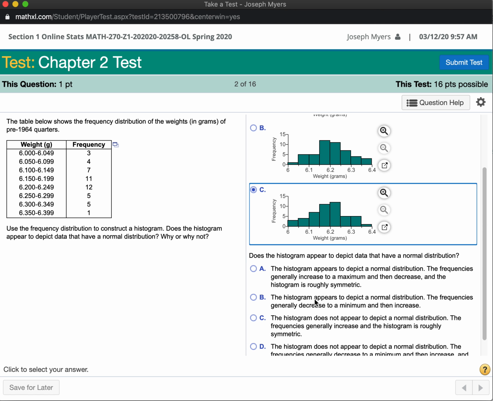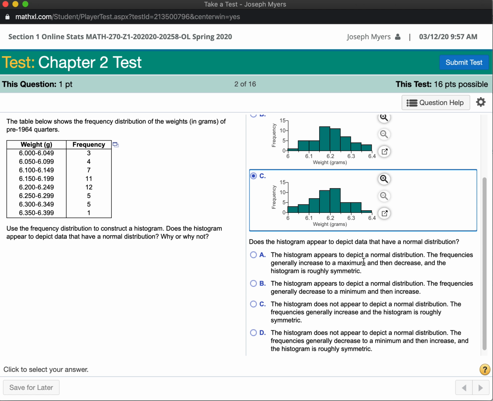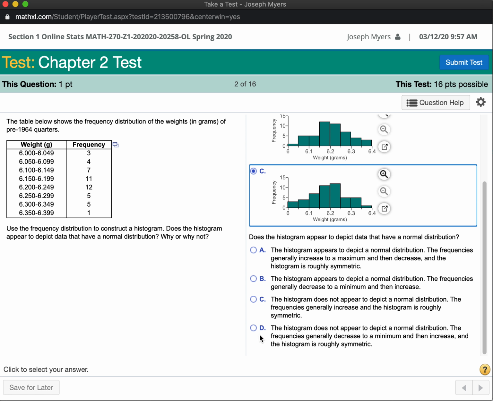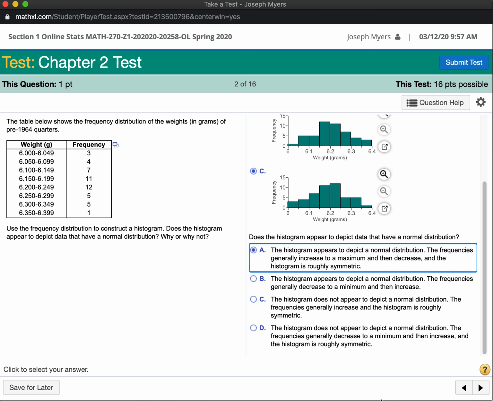So it says, does the histogram appear to depict data that have a normal distribution? Well, it looks kind of like a bell-shaped curve. So the frequencies generally increase to a maximum and then decrease, and it's roughly symmetric, somewhat close to the same size on both sides of the histogram. So let's see. I would go with answer A. There we go.